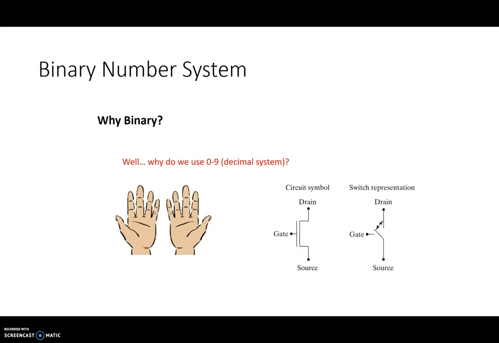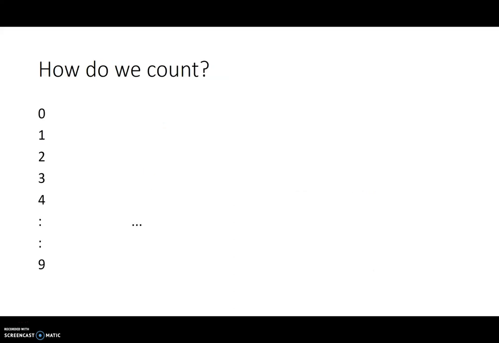Similarly, on the computer side, the transistor can be represented as either on or off, so we can count on a computer using these transistor switches as either on or off. So that's why we have a binary number system. Now, next we're going to look at how we count.